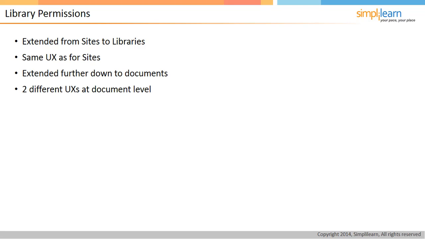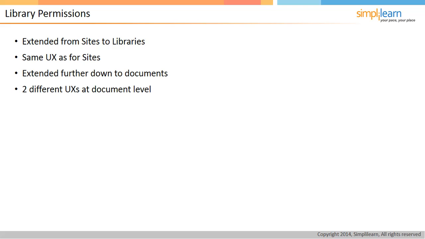Permissions at the document library level follow the same model as that on a site level. By default, a library inherits the permissions set on its parent site. As with a site, you can break the inheritance and assign specific permissions to users or groups to a library. The user experience for doing this is exactly the same as in the case of a site.